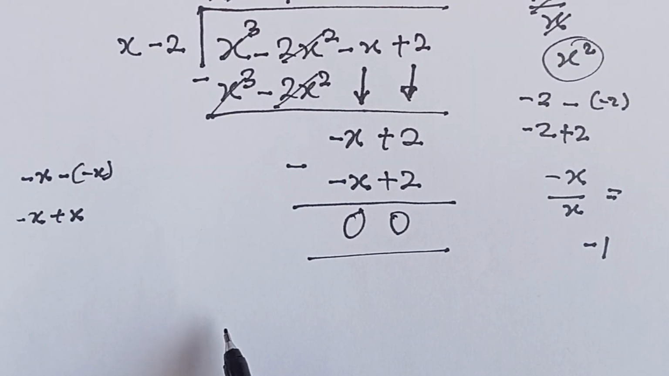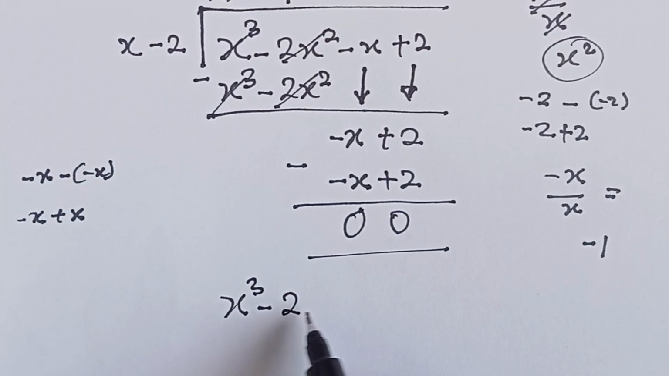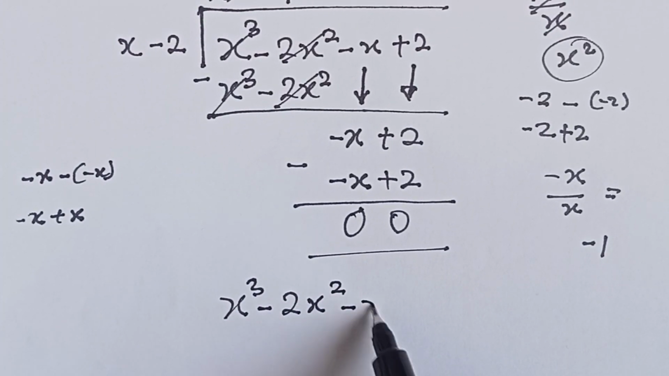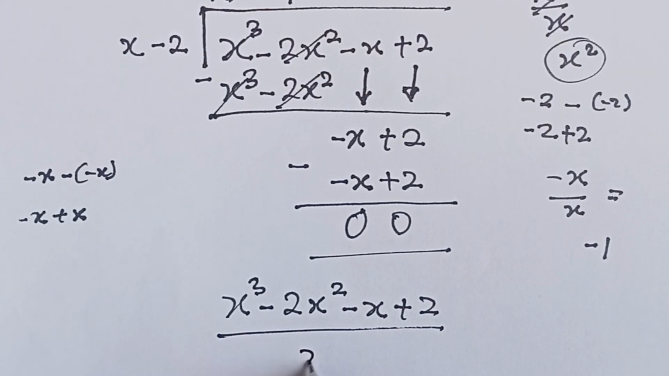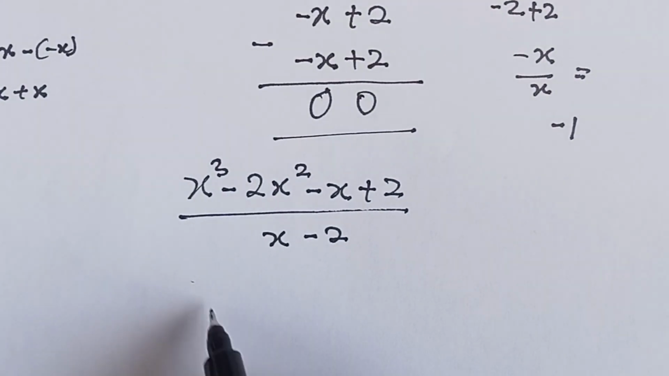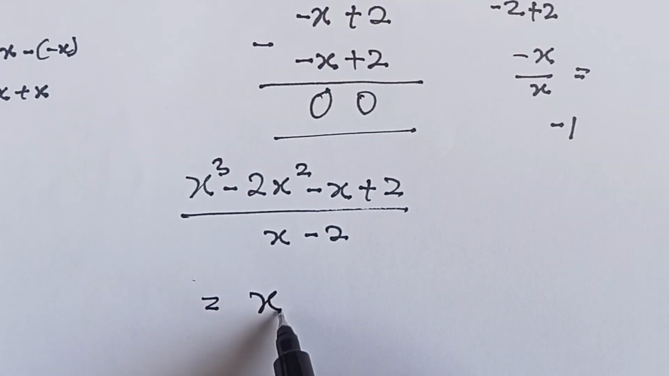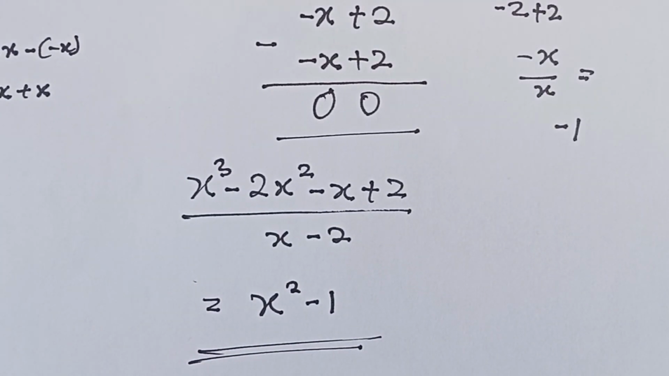So it means that x^3 - 2x^2 - x + 2 divided by x - 2 will give us x^2 - 1. No remainder. This is the final answer.